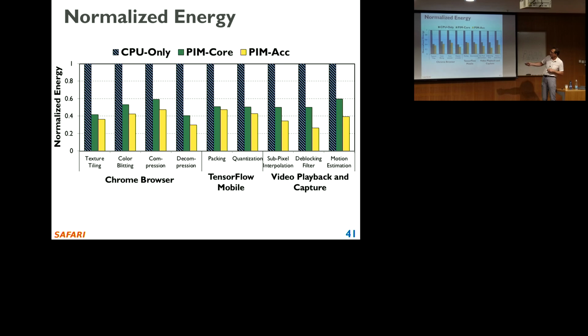Compression and decompression actually benefits a lot more from the accelerator, whereas packing and quantization are even more bound by the data movement. So they don't benefit a lot from the accelerator, as you can see over here. But they both benefit from the data movement reduction that comes from processing in memory. And I didn't talk about video playback and capture, but that's also benefiting a lot from the data movement reduction.